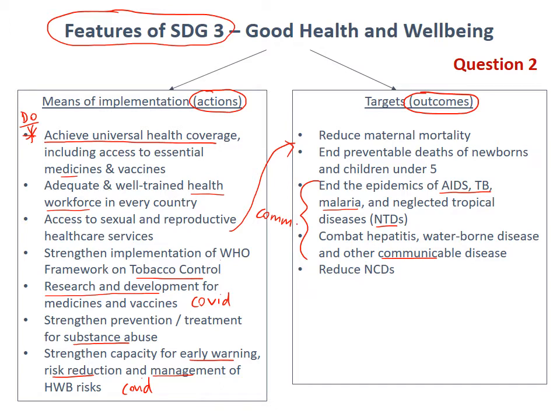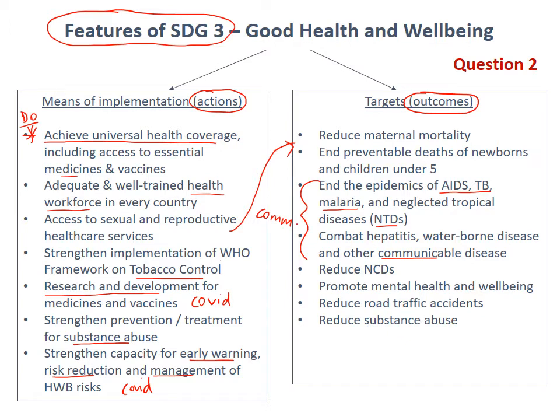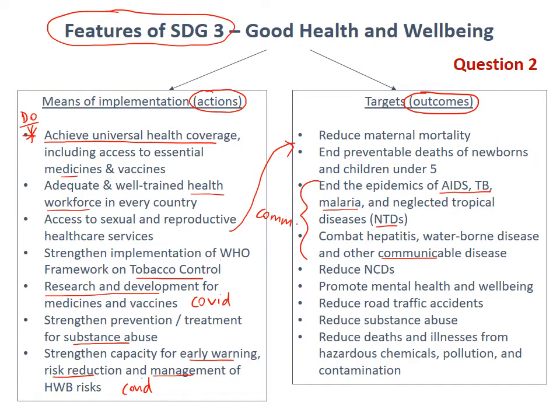Reduce non-communicable diseases. Promote mental health and well-being. Reduce road traffic accidents. Reduce substance abuse. And reduce deaths and illness from hazardous chemicals, pollution, and contamination. Okay, so I know there's a lot in that, and the rest of this lesson will be breaking down these things and applying that knowledge. But this is what you need to have written down, and I'm going to asterisk things that you absolutely should know.